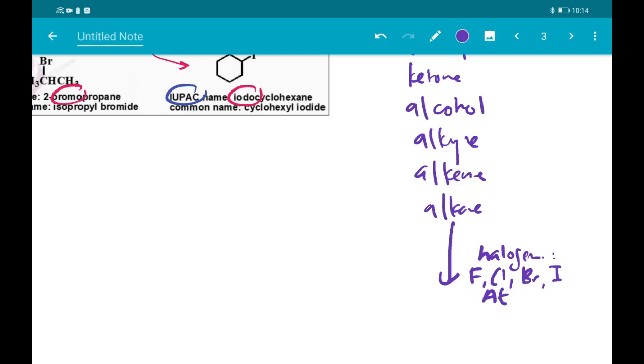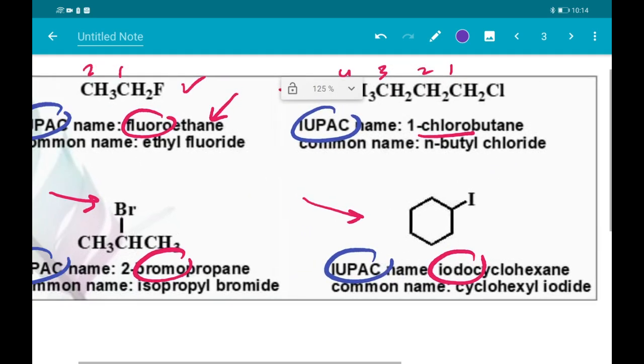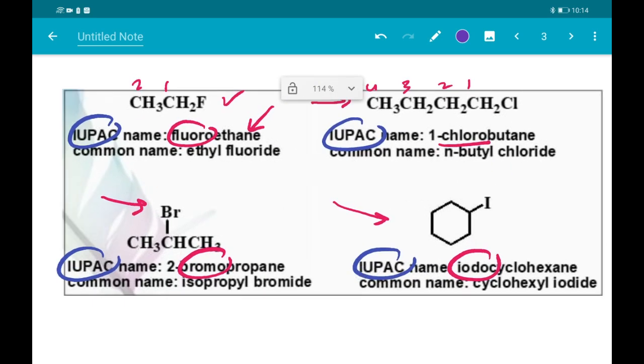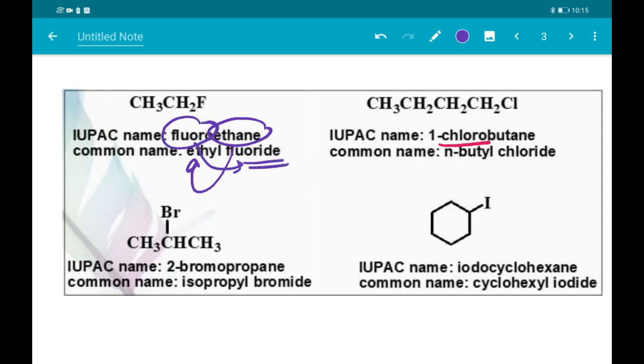Therefore, most of the time, if you apply this to the alkyl halide compound, it will be treated as only a substituent. However, the other system that we can use is the common name, which prioritizes the halogen compound. So instead of making ethane the parent chain, we treat ethane as a substituent, so it becomes ethyl, and the fluoro becomes the parent, so it becomes fluoride.